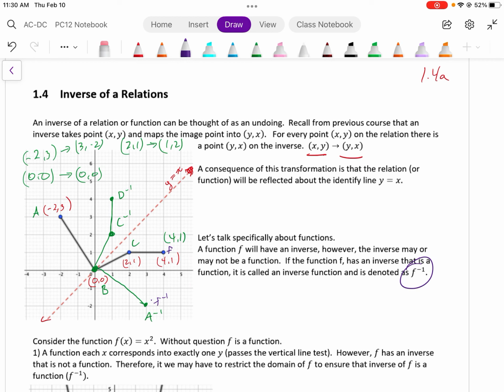Getting back to my picture, let's consider the green graph. Is the inverse a function? No. The inverse is not a function because points C inverse and D inverse will fail the vertical line test. So the inverse is not a function, which is kind of bad.